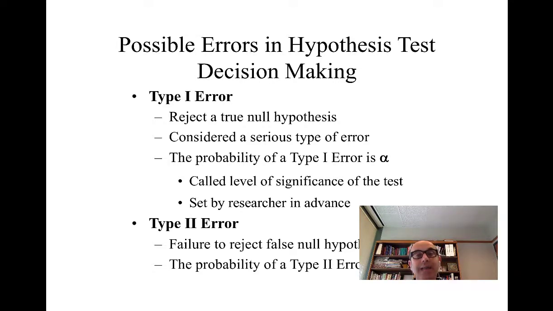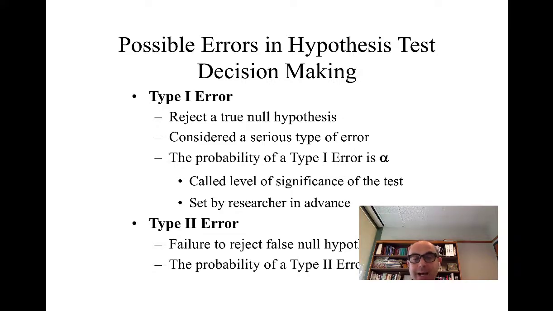error or test decision making. We have type 1 and type 2. Type 1 error is to reject a true null hypothesis, and it is considered a serious type of error. The probability of type 1 error is usually calculated and measured, usually called the level of significance of the test, and it is set by the researcher in that setting.